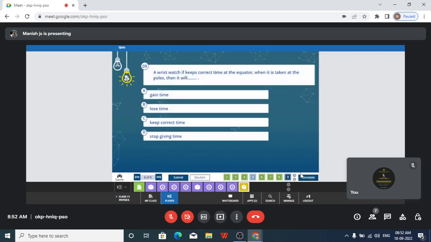Last question. A wrist watch keeps correct time at the equator. When it is taken to the poles, what would happen to the wrist watch? Will it gain time, lose time, keep the correct time, or stop giving time? Gains time? No. If it keeps correct time at the equator and you take it to the poles, it continues to keep the correct time only. So time cannot be gained or lost. It would continue keeping the correct time. Because from the equator, you're trying to move towards the poles only. So it wouldn't gain or lose time.